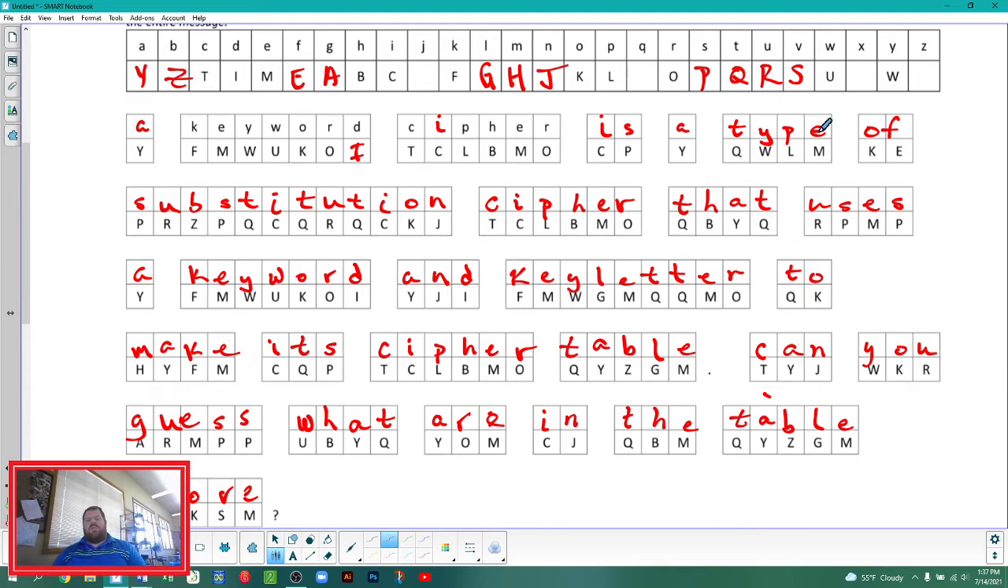Can you guess what are in the? I think I forgot a word when I made that. Probably what letters are in the table above. So I forgot a word right here. But that's okay. We kind of did it.